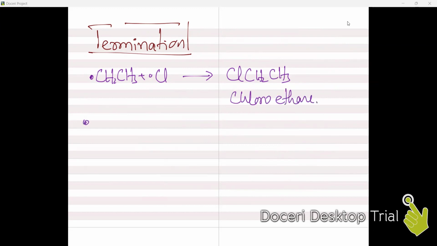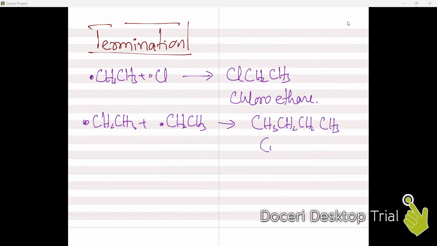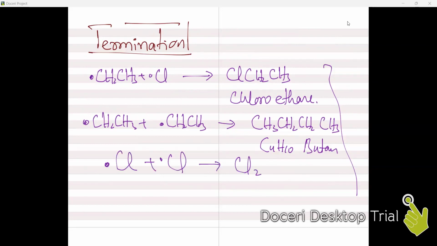Or maybe a possibility is that CH2CH3 plus CH2CH3 form CH3CH2CH2CH3, which is C4H10. And this product is butane. No free radical is being produced. Or maybe a possibility is that two chlorines react together as free radicals and produce Cl2. The reaction stops or terminates when no free radical is produced.